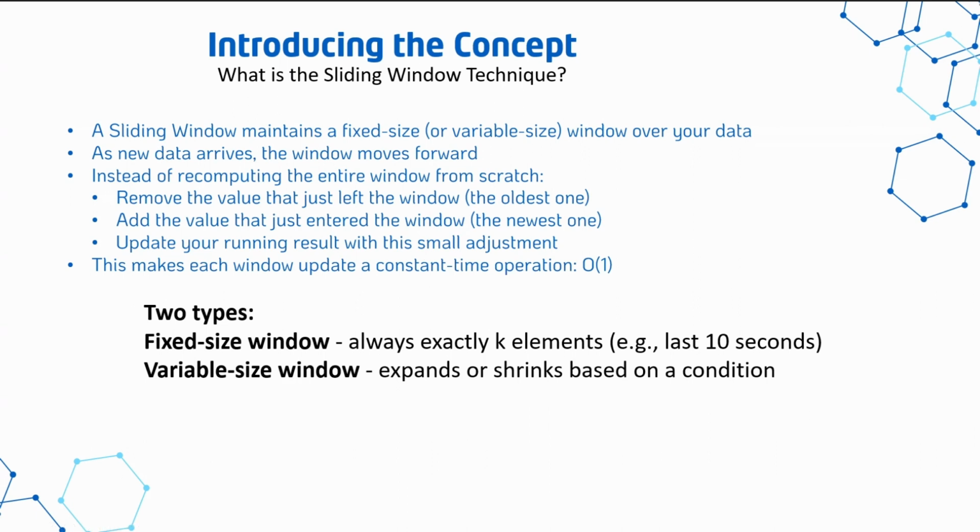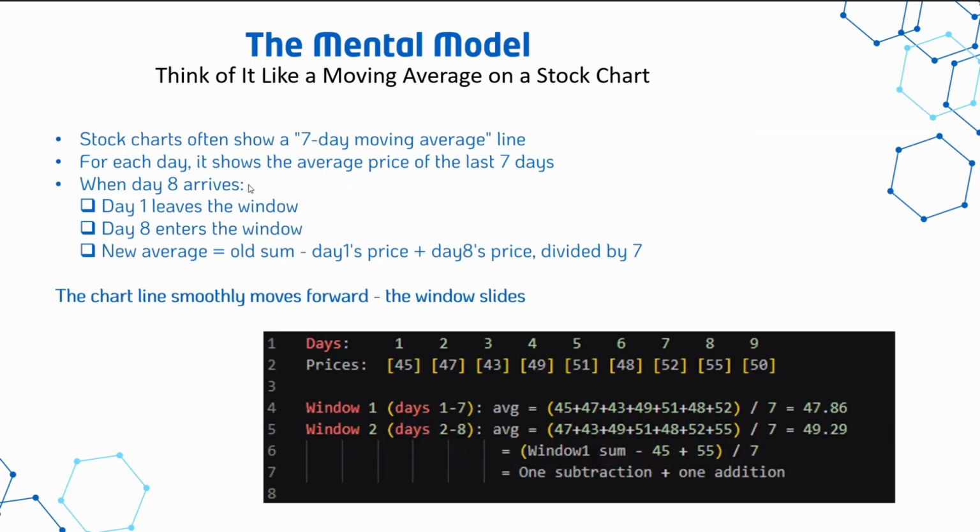Again, mental model: think of a stock chart. Let's say we have a 7-day moving average. For each day, it averages the price of the last 7 days, 1, 2, 3, 4, 5, 6, 7. When the 8th day arrives, the first day leaves the window and the 8th day enters. So the new average is the old sum minus the first day's price plus the 8th day's price, divided by 7, because our window size is 7. That's it. This is our algorithm. So the line chart moves smoothly forward and the window slides.